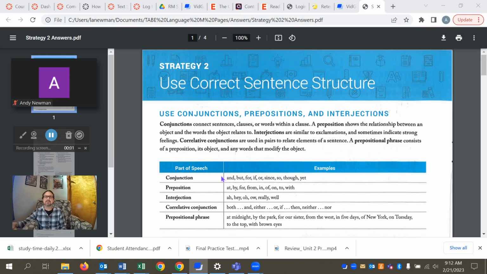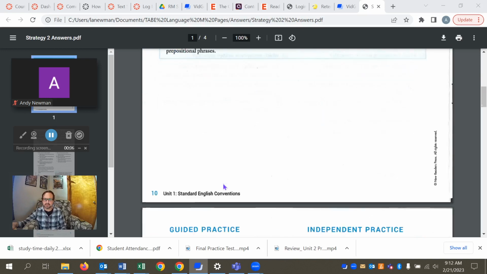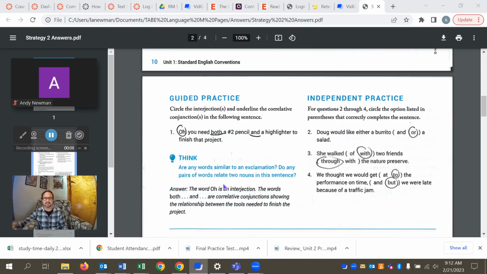Okay, so we're back to go over the answers here in Strategy 2 on sentence structure. So we'll scroll on past the instructional part and get to the answers.